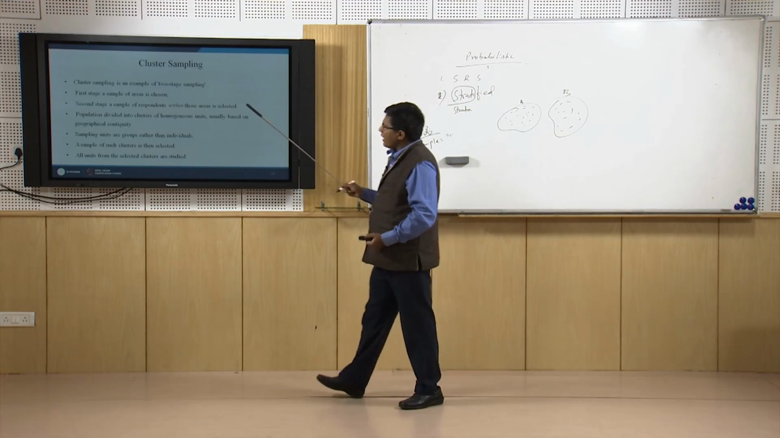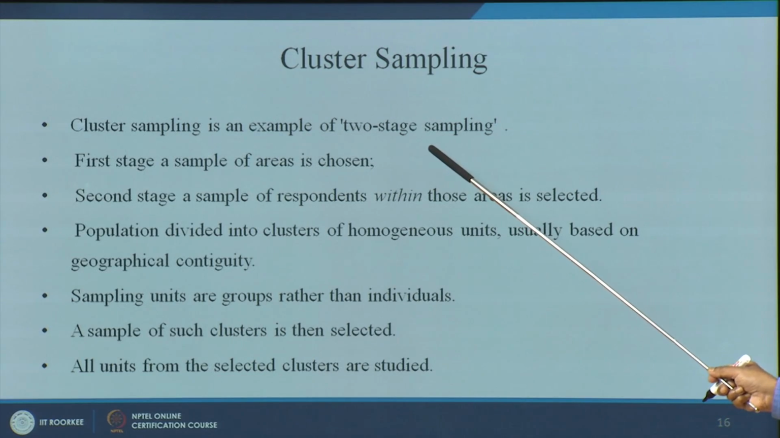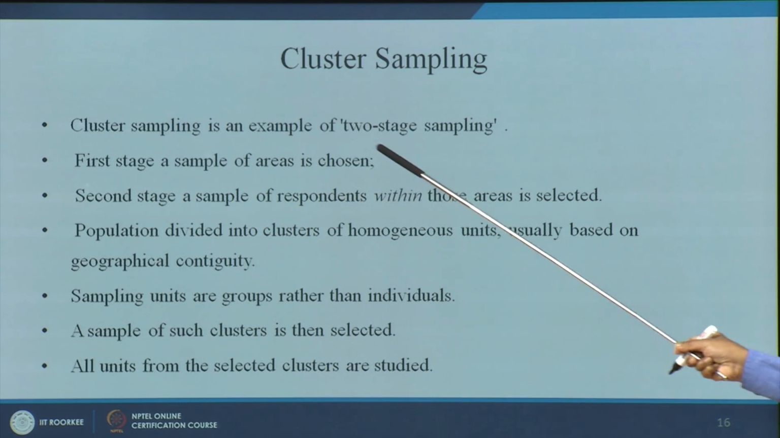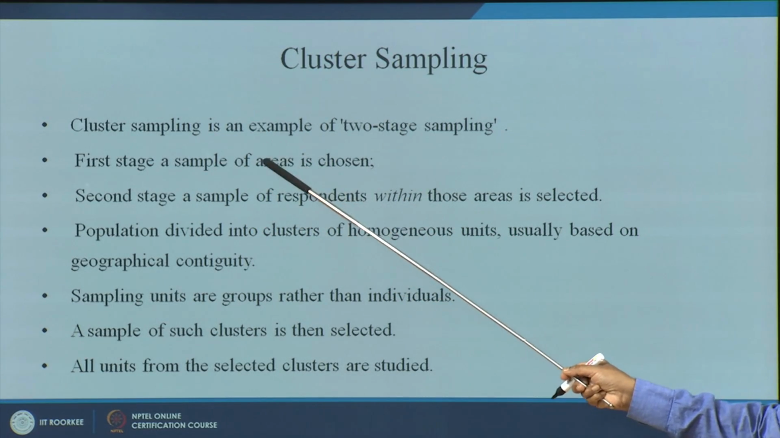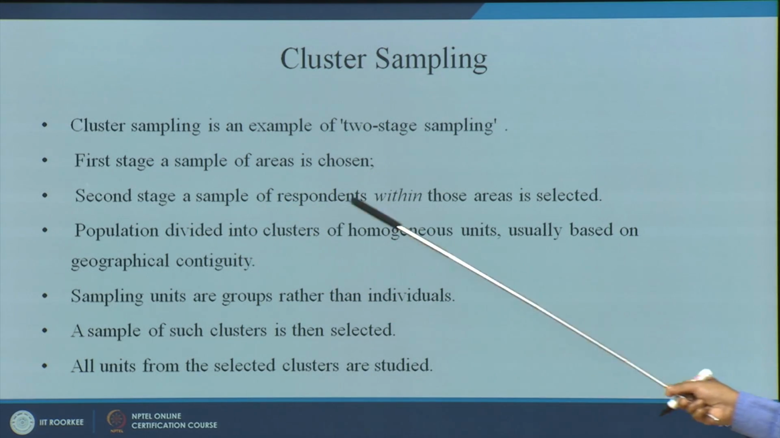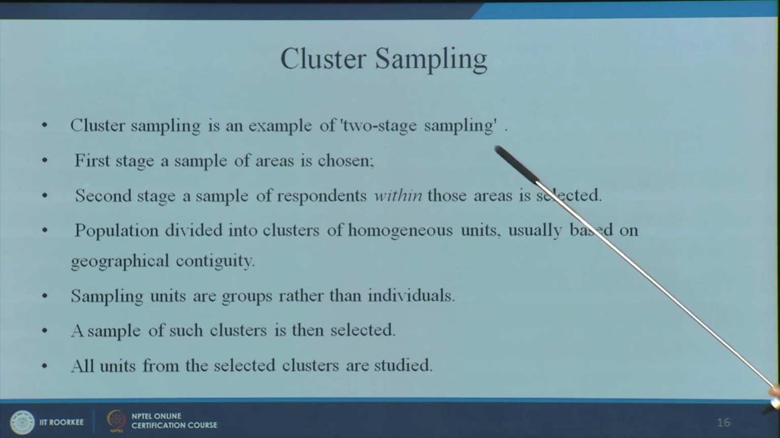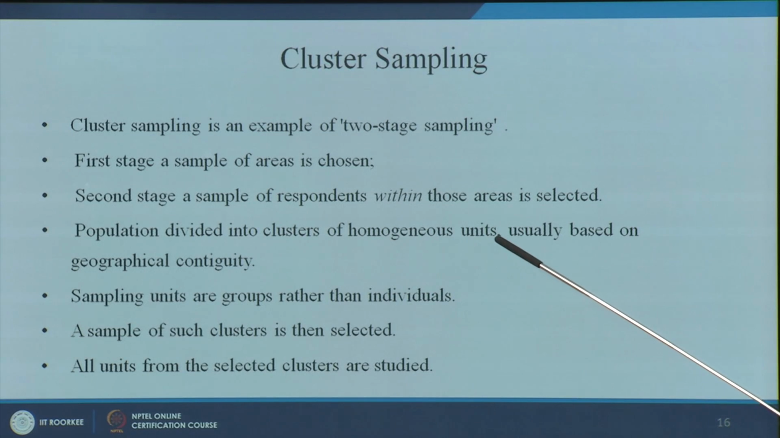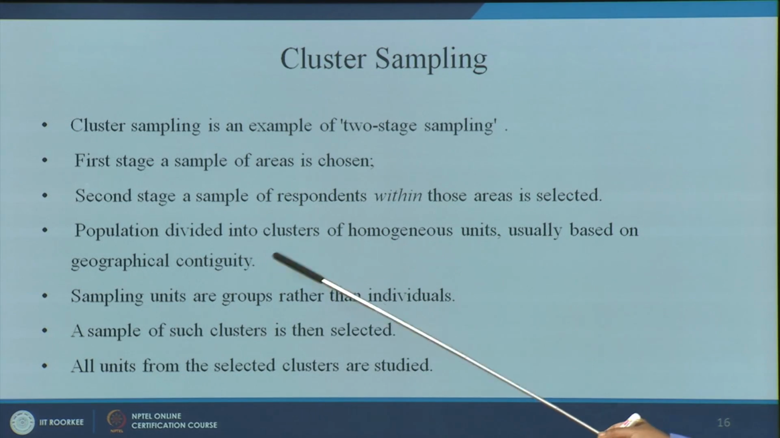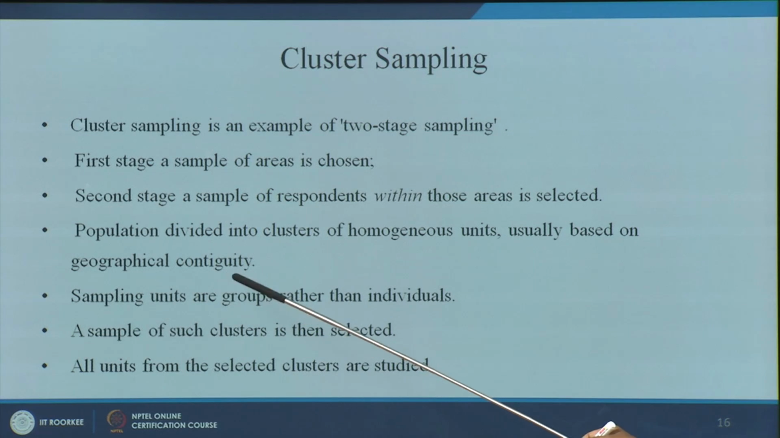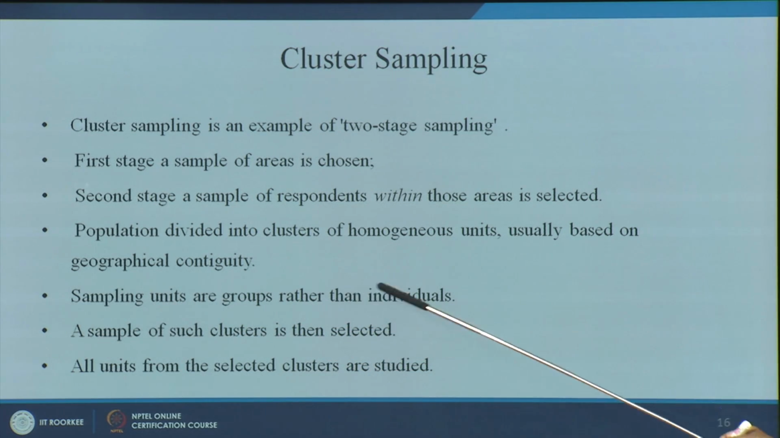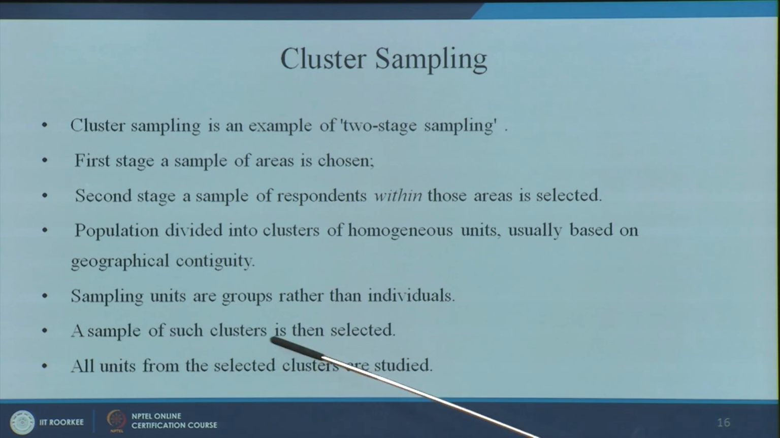It is like a two-stage sampling. In the first stage, a sample of the areas is chosen. As I said, it is sometimes called area sampling. In the second stage, respondents within those areas are selected in a probabilistic manner. The population is divided into clusters of homogeneous units, usually based on geographical contiguity or some similarity. Sampling units are groups rather than individuals. A sample of such clusters is then selected.